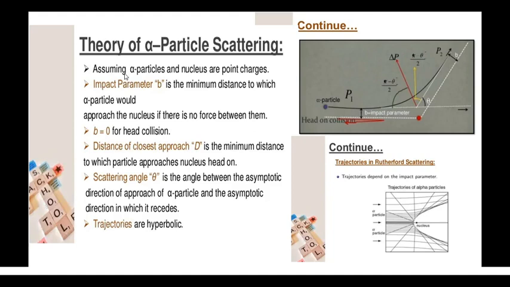Here we assume alpha particles and nucleus as point charges. Here you can see the nucleus and the alpha particle coming towards the nucleus, and you can see the trajectory of the alpha particle in the black line. And what is impact parameter? In the last class we discussed impact parameter, which is the minimum distance to which the alpha particle would approach the nucleus if there is no force between them.